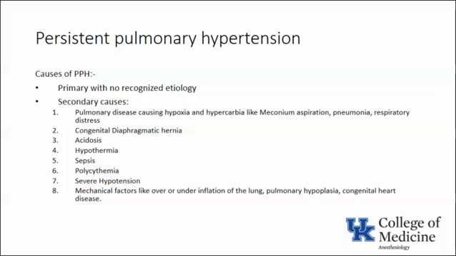Some of the mechanical factors are overinflation or underinflation of the lung when these children are being ventilated in the NICU or in the operating room, pulmonary hypoplasia for any reason, and congenital cardiac disease. Polycythemia is one of the other reasons that can cause increase in pulmonary vascular resistance, and sepsis.